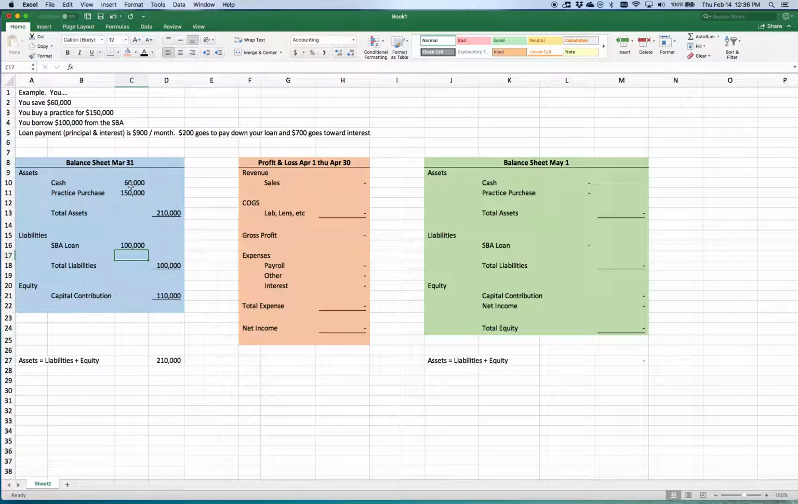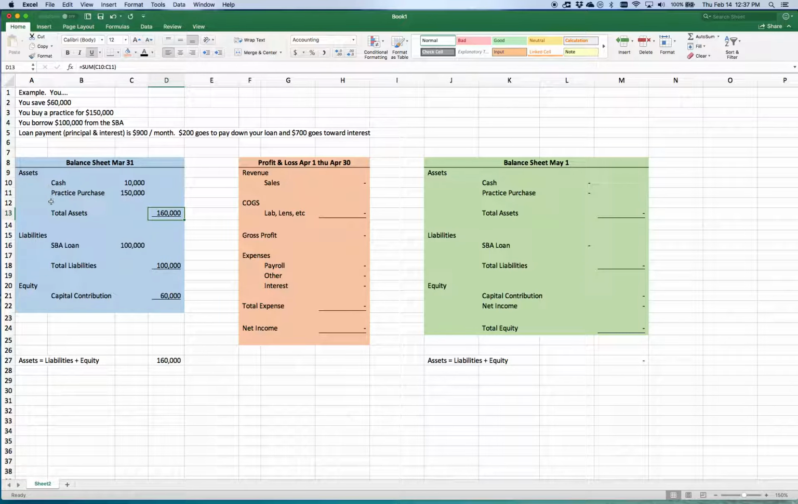We also know that we saved up $60,000 in cash. However, we used $50,000 of that toward the purchase of the practice. In essence, that $50,000 plus the other $100,000 went to the seller of the practice. So instead of having $60,000 in the bank, you now have $10,000. You've purchased a practice which is worth $150,000, so you now have total assets of $160,000.